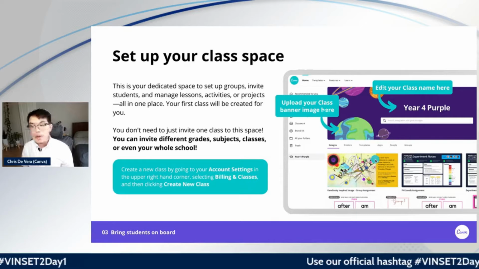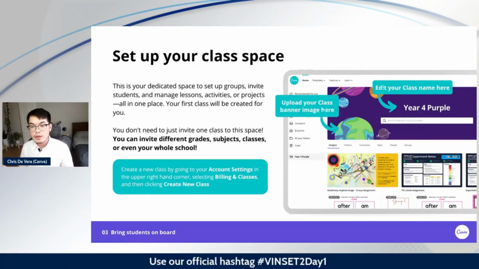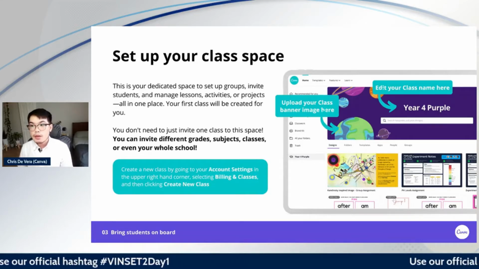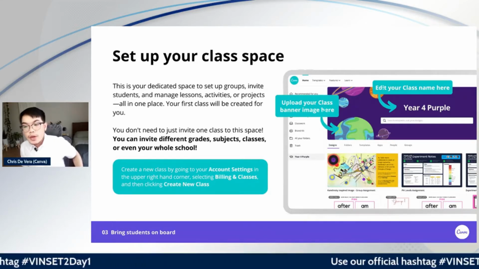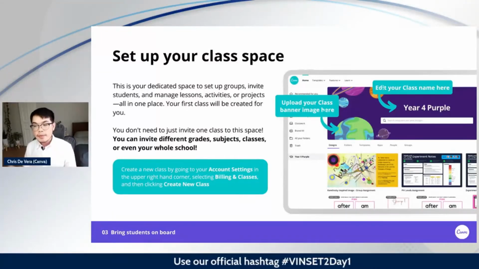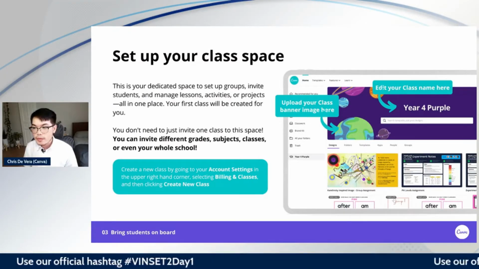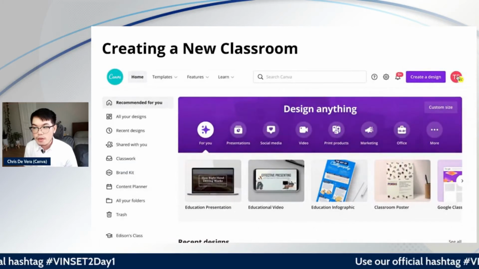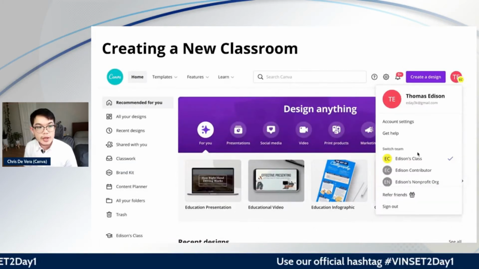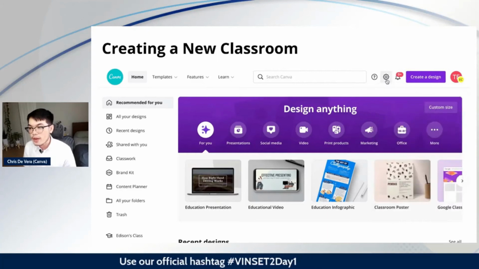But let's say you want to create a separate classroom. Let's say you're handling two different grade levels, or you're handling more than one subject. So you can easily create another classroom as well. Think of it like a team. So you can create another classroom by going to account settings. So that's the little gear icon here, up here. There, that gear icon. You click account settings.